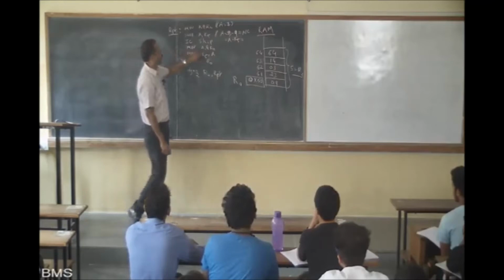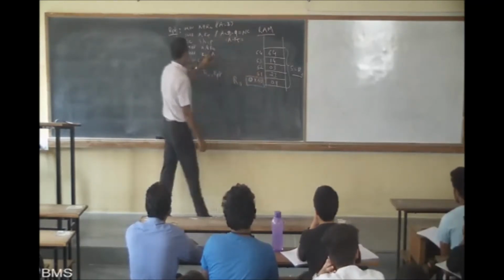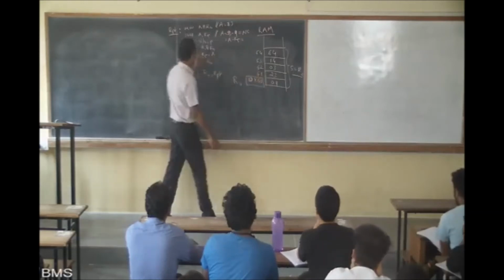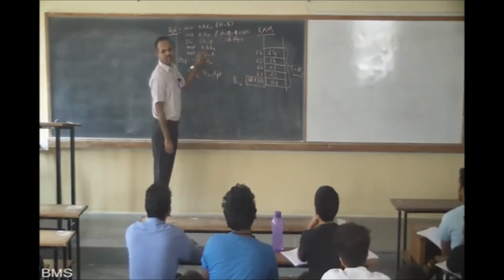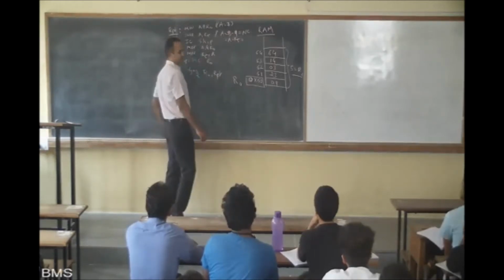Correct. Move A comma at or not. At or not content is what? 61. 61 content is 23. 23 is moved to A. That A value is moved to R5. Now R5 holds 23.